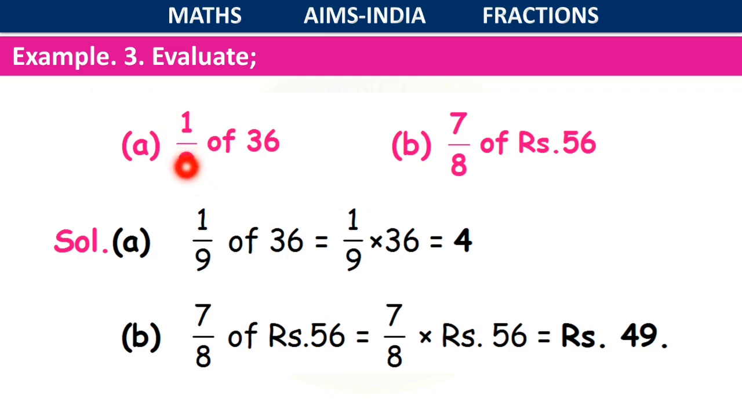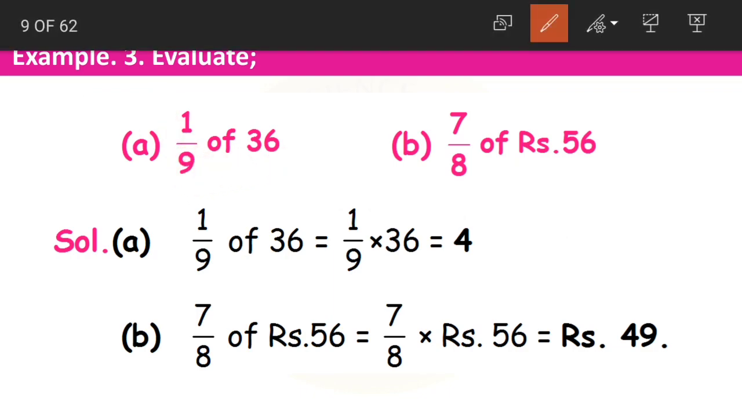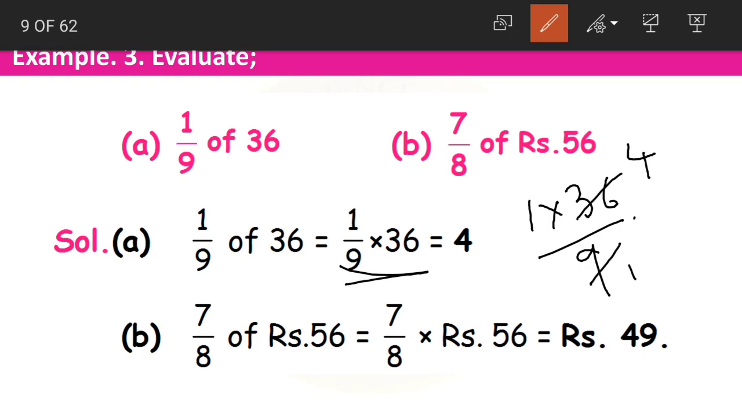Evaluate 1 by 9 of 36. First one is 1 by 9 of 36. Again, what did I say? "Of" is nothing but multiplication. So it means 1 by 9 into 36. How do we do that? 1 into 36 by 9. We know that 9 ones are 9 and 9 fours are 36. So what will the product be, students? 1 into 4, 4 divided by 1, which is nothing but 4.